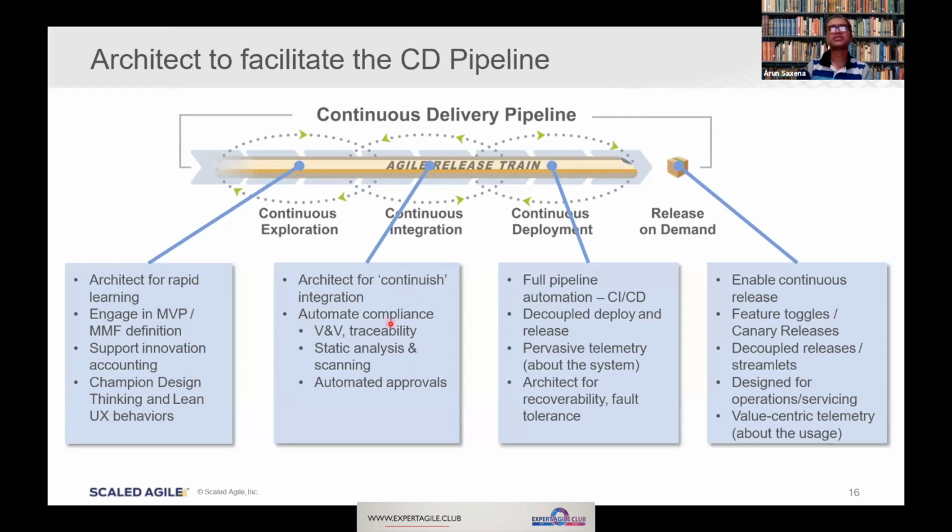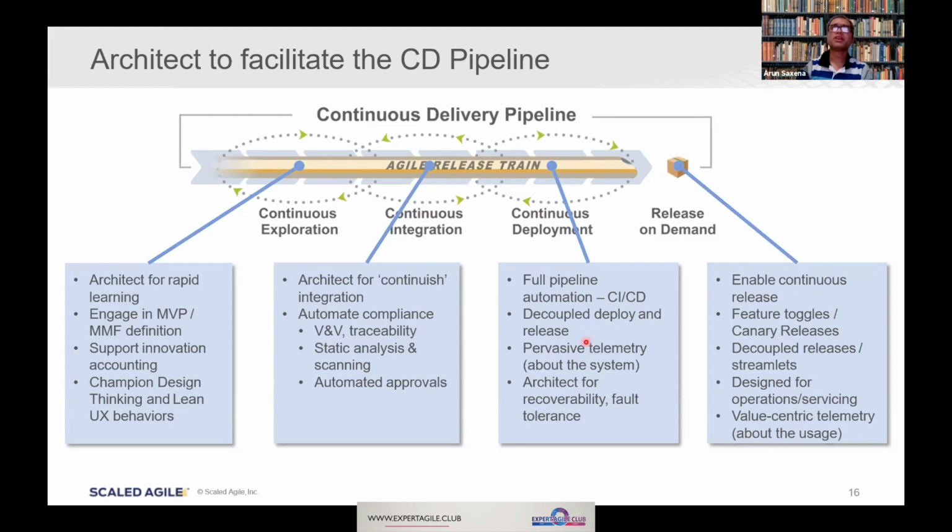Also, to ensure compliance, instead of developing something, releasing it, doing a compliance check, finding out the issues, and going back, it should happen during the continuous integration cycle. There can be verification and validation, traceability, and any kind of static analysis. Those can be done to ensure that it is compliant. And there can be automated approval stages which automatically do some kind of approvals and reduce the handoff time.